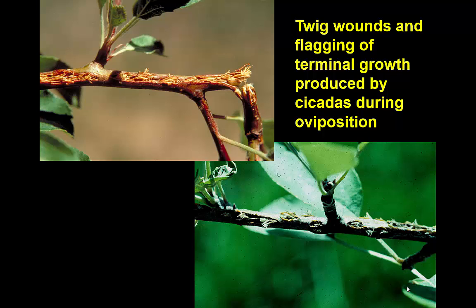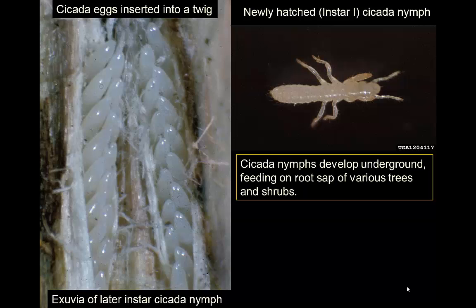You get damage to the twig that might be weakening and ultimately may result in the twig breaking. And then when a twig breaks, the leaves dry out, and we'll call it flagging. So you'll get a series of little puncture wounds on the twigs. Now, the eggs are inserted in the twigs, and they will hatch in that site, and then you'll get the nymphs.